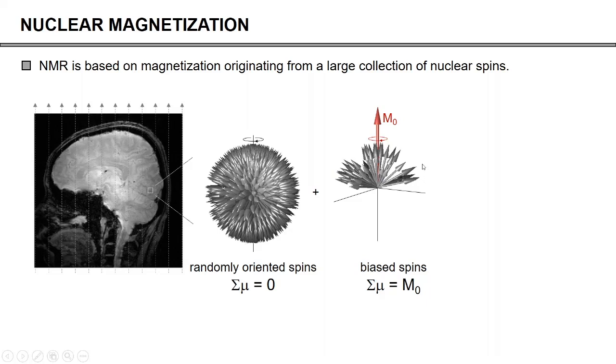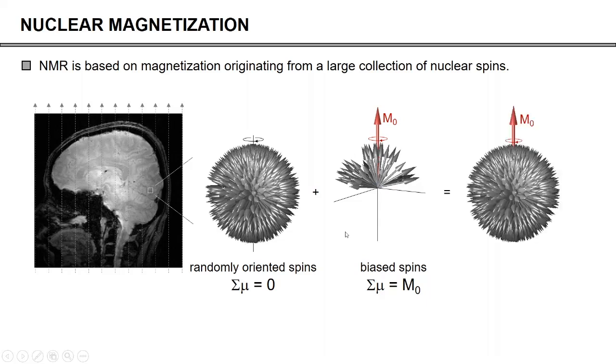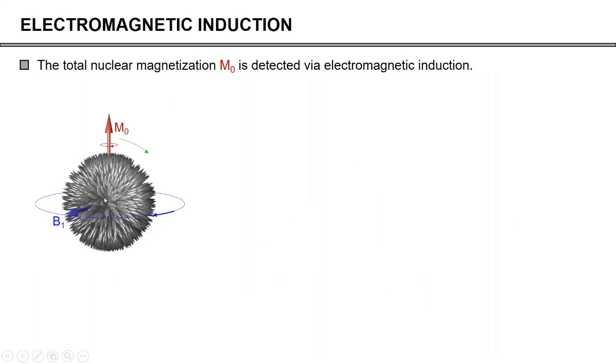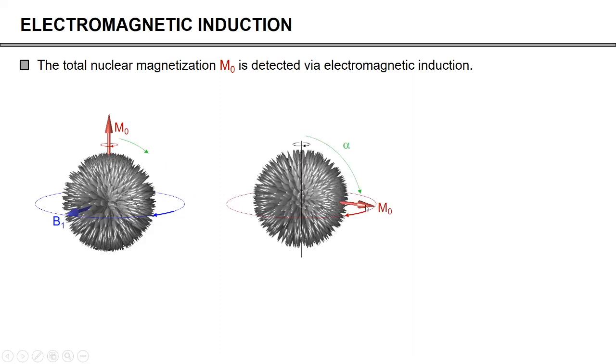If you now add those spins together, you get a net macroscopic magnetization vector M0, which represents your NMR signal. But it is never detected along the so-called z-axis parallel to B0. What we do in NMR is rotate the magnetization by 90 degrees. The way to do that is to apply a secondary magnetic field, B1, that rotates at the same frequency as the nuclear spins. Because the angle between B1 and M0 is always constant, the magnetization experiences a coherent torque and is rotated towards the transverse plane.